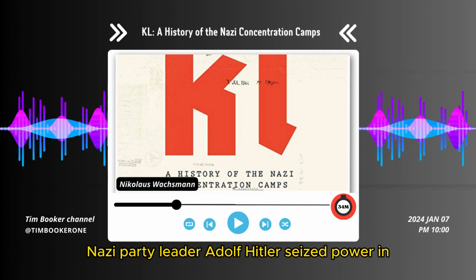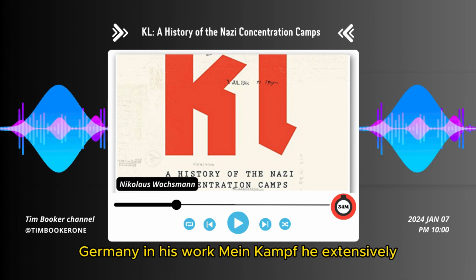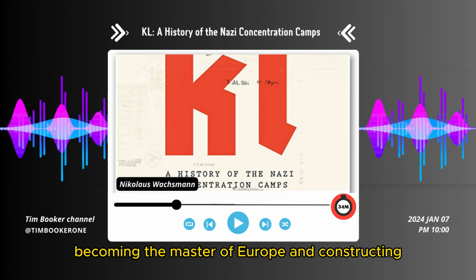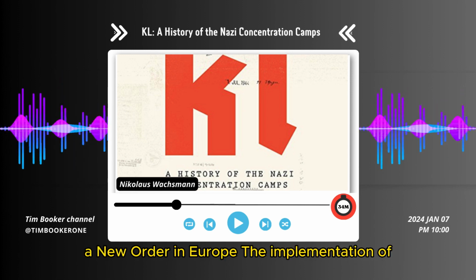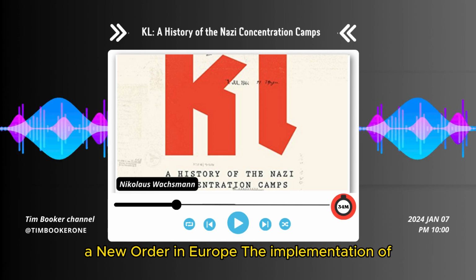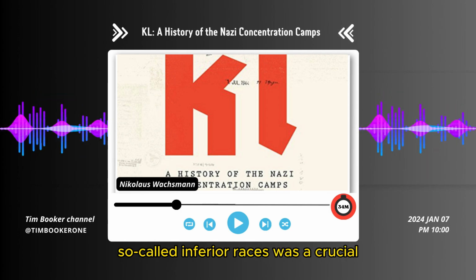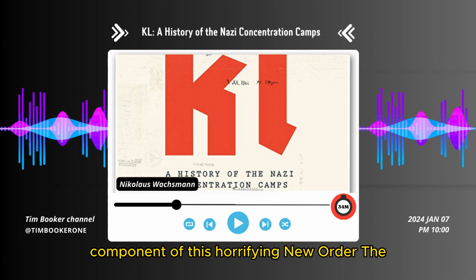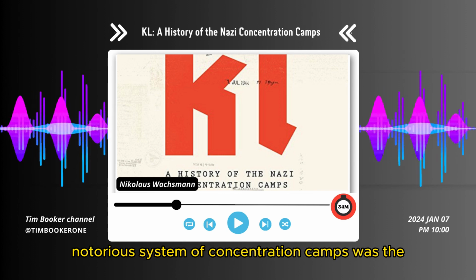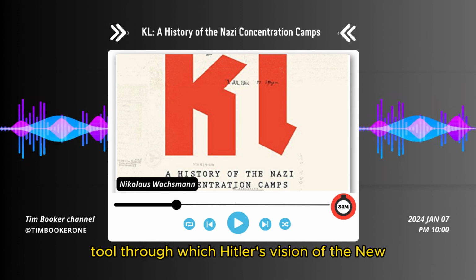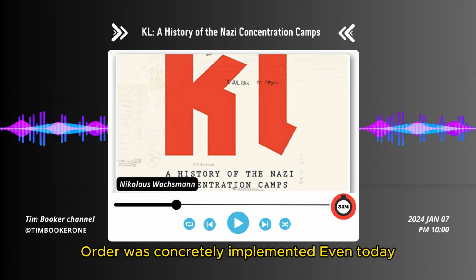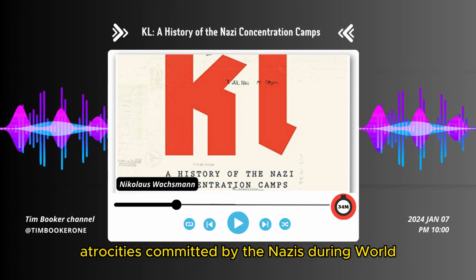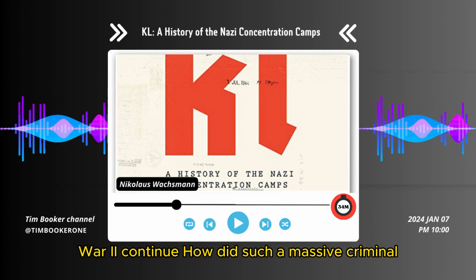Long before Nazi Party leader Adolf Hitler seized power in Germany, in his work, Mein Kampf, he extensively discussed the concept of a powerful Germany becoming the master of Europe and constructing a new order in Europe. The implementation of racial extermination against Jews and other so-called inferior races was a crucial component of this horrifying new order. The notorious system of concentration camps was the tool through which Hitler's vision of the new order was concretely implemented. Even today, reflection, investigation, and research into the atrocities committed by the Nazis during World War II continue.